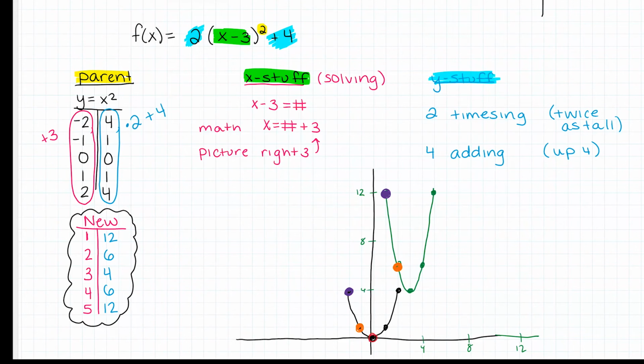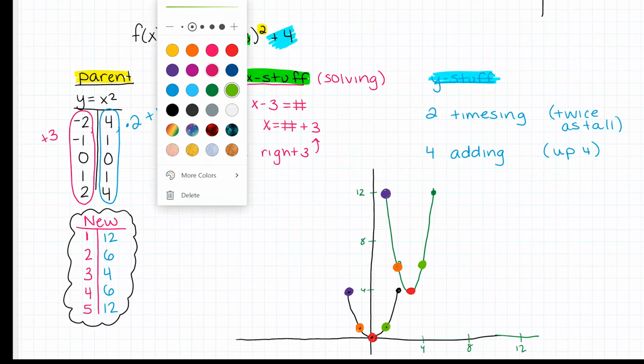So 0, 0, moved right 3, got twice as tall, so it would still say 0 high, and then we moved up 4. This point here, 1, 1, moved to the right 3, got twice as tall, so now it's 2 tall, and then it moved up 4, so it became this point here.